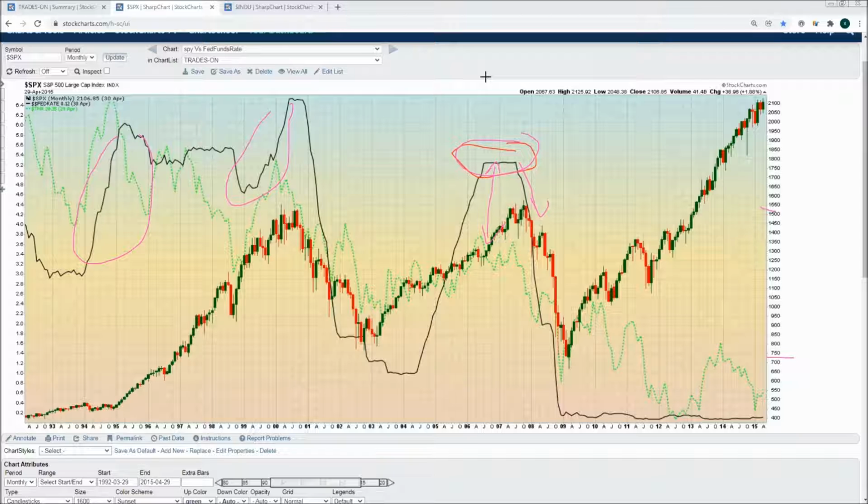So now 09 financial crisis, what is going on? We're down to 0 now. So let's go here. Okay, so now we're down at 0 here.